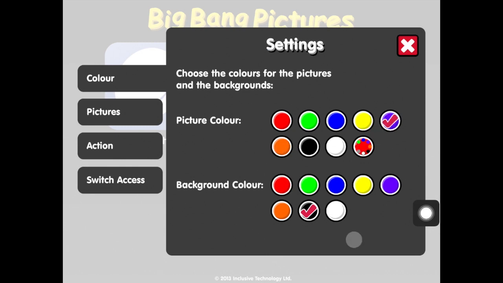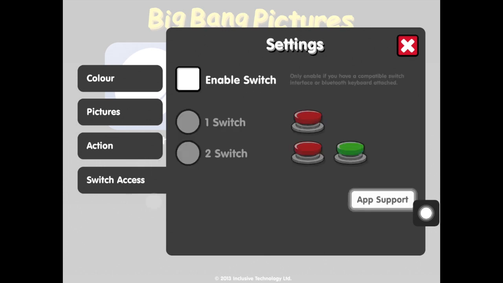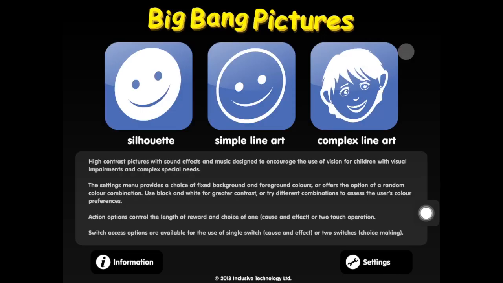I'm going to make sure the pictures all sound great. Actions, I'm not going to do anything with. And the switch access, I'm going to make sure that switch enabled for one switch is done. And exit. So this is the more complicated app as far as the pictures themselves.